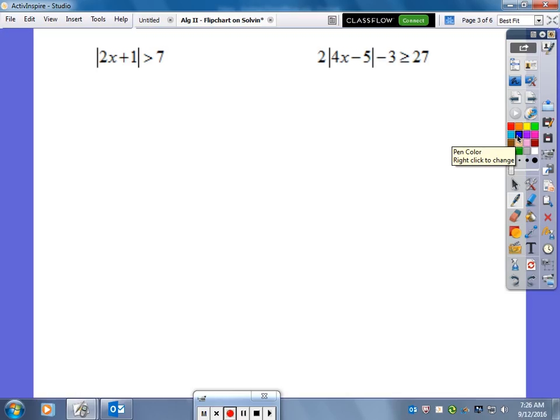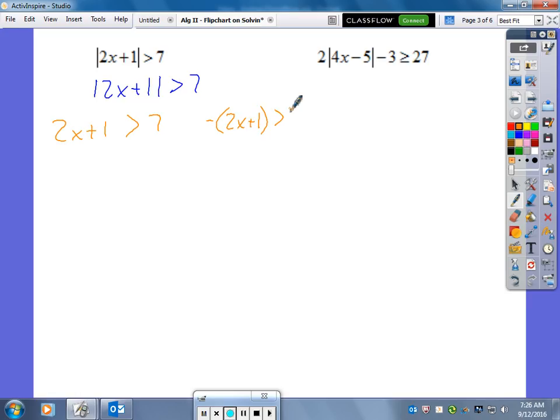The absolute value of 2x plus 1 is greater than 7. Again, conveniently, this first step has already been done. The absolute value portion is already isolated. So let's write our two inequalities. 2x plus 1 is greater than 7. And the other one would be negative. And when I say negative, I mean the entire expression. So I'm going to put it in parentheses first. Negative (2x plus 1) is greater than 7.